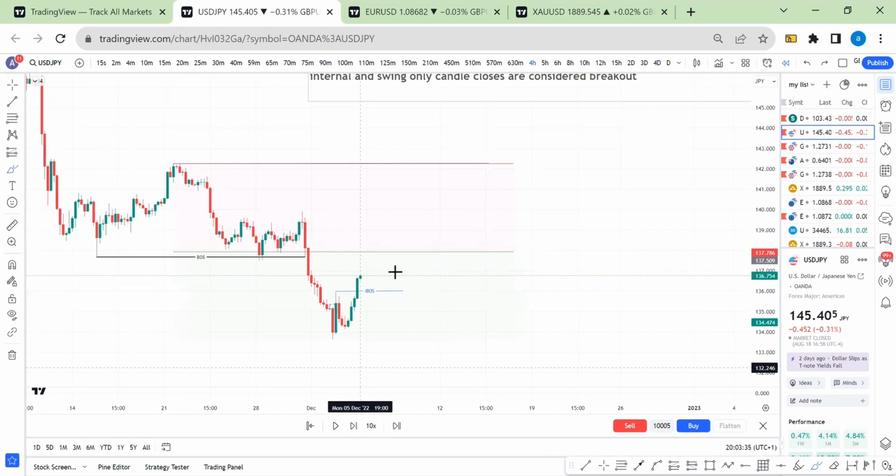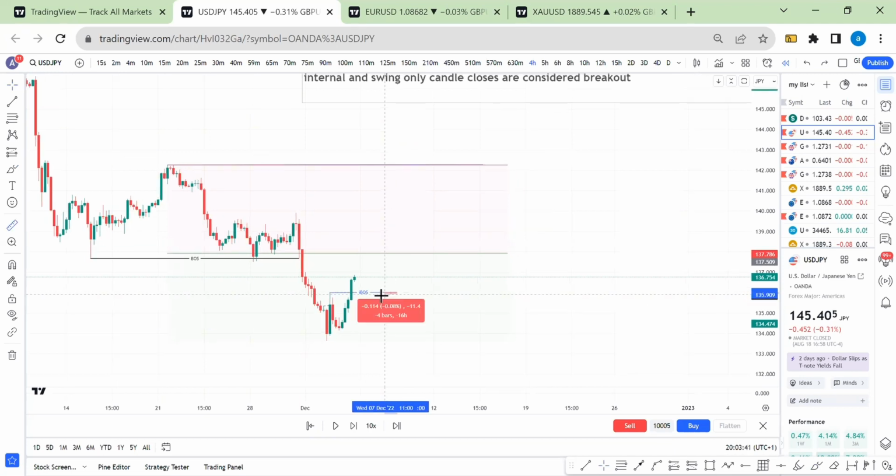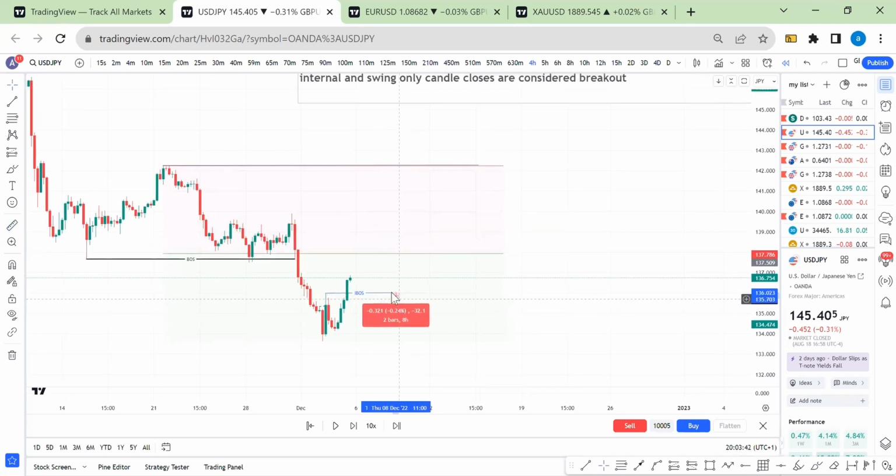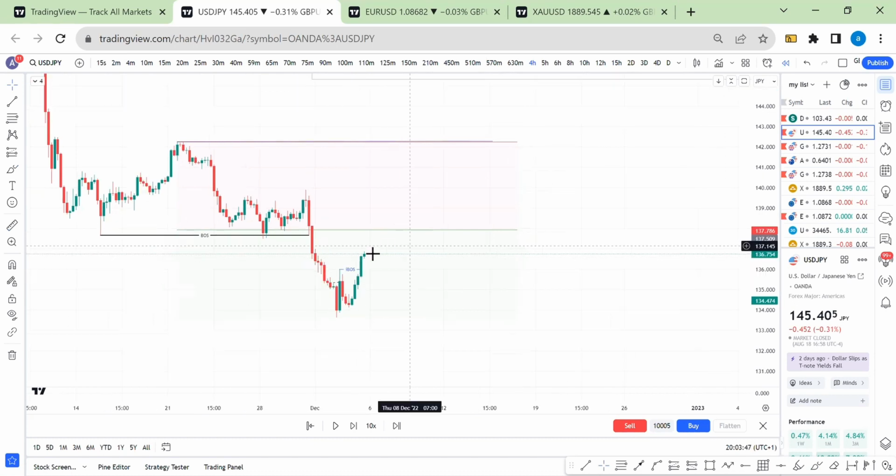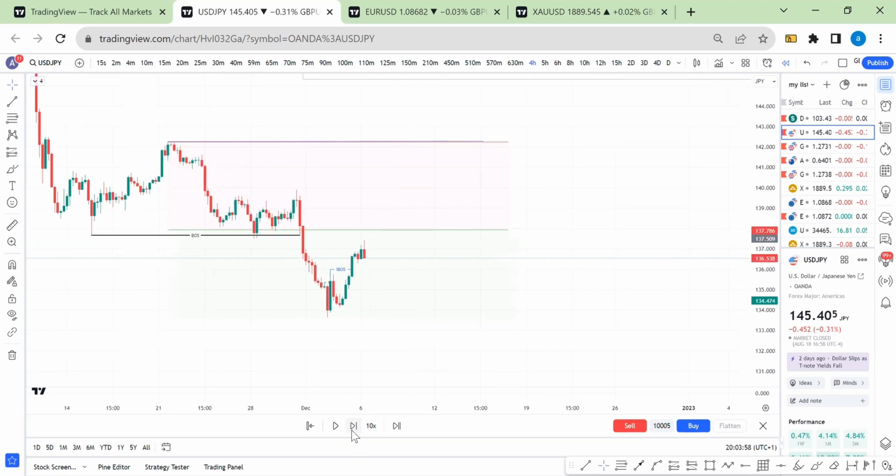Okay, as you can see, we have our break of structure, internal break of structure. So now we are sure that internal break of structure has started. So we can look for a demand zone inside here. When price pulls back, we trade. But remember, immediately price gets to this place, we stop trading.